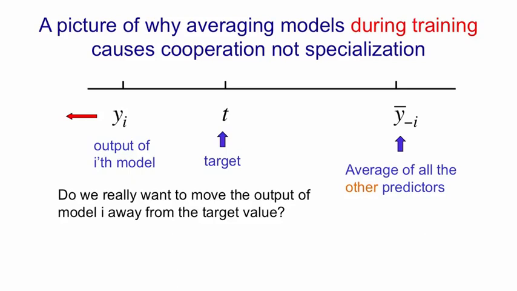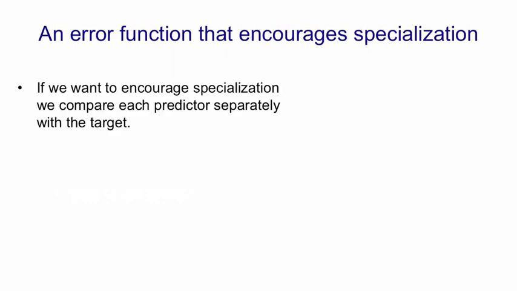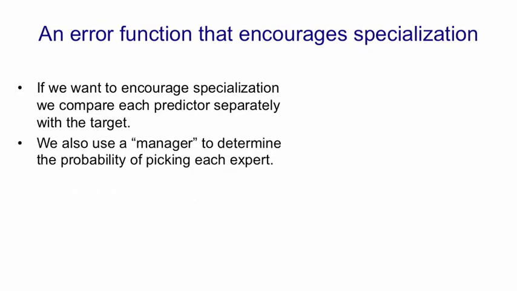But do we really want to move model i in the wrong direction? Intuitively, it seems better to move model i towards the target. So here's an error function that encourages specialization, and it's not very different. To encourage specialization, we compare the output of each model with the target separately. We also need to use a manager to determine the weight we put on each of these models, which we can think of as the probability of picking each model if we had to pick one.